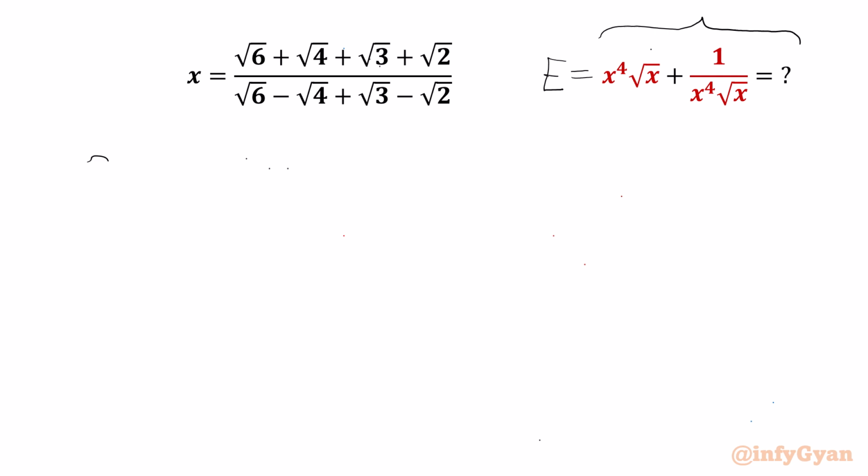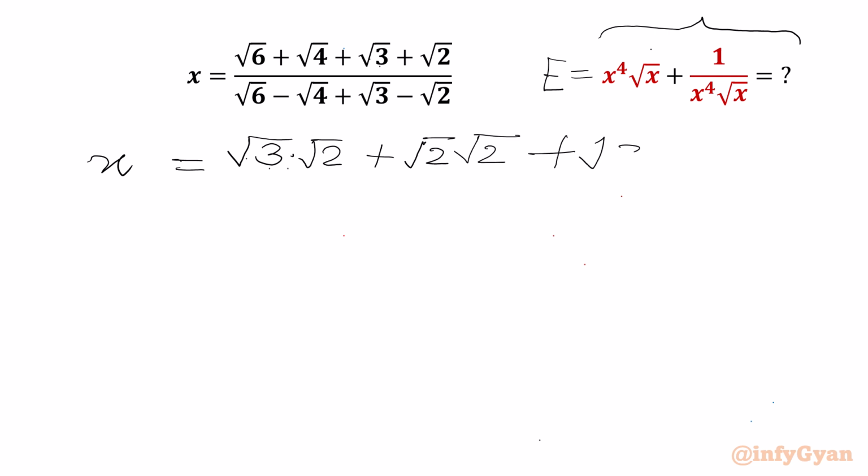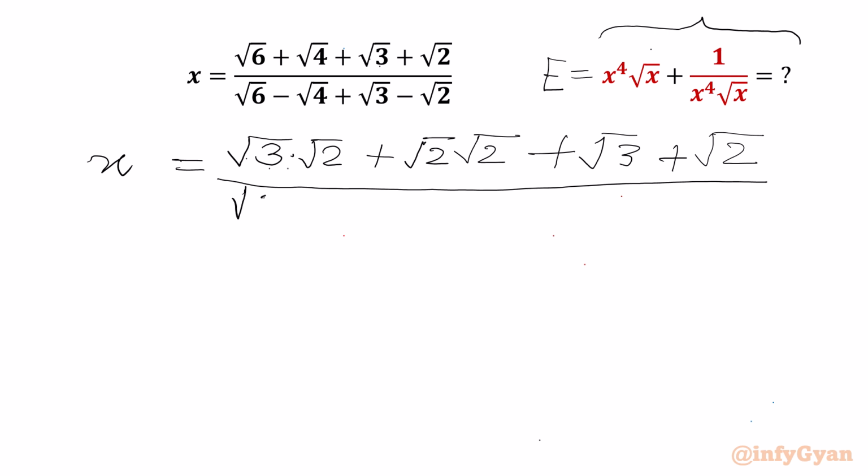Now we will write x as root 6, we can write root 3 times root 2. This is root 6. Root 4, we can write root 2 times root 2. Then we have root 3. Then we have the square root 2 over root 6. Again we will write root 3 times root 2 minus root 2 times root 2 is root 4 plus root 3 minus root 2.